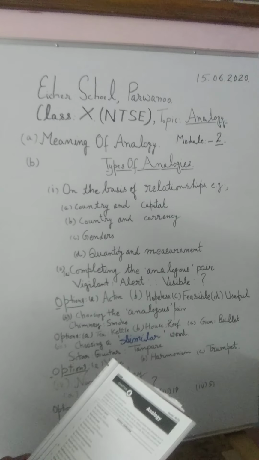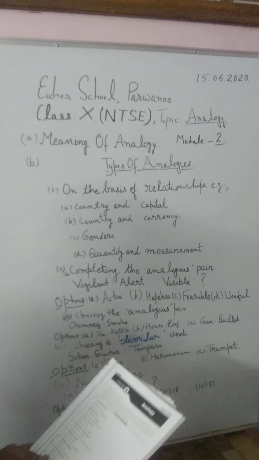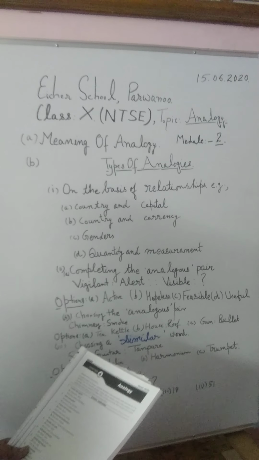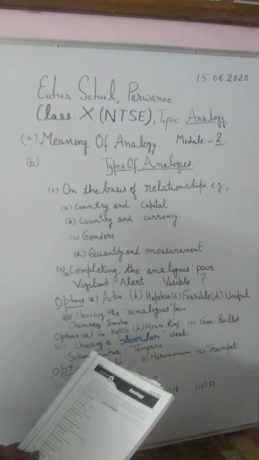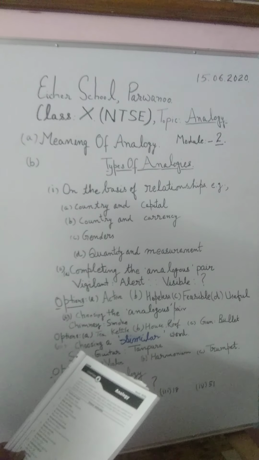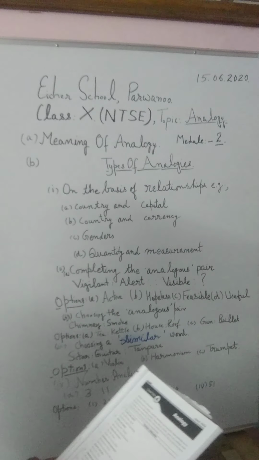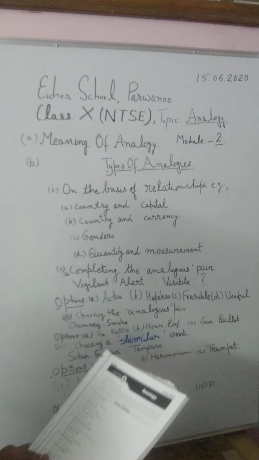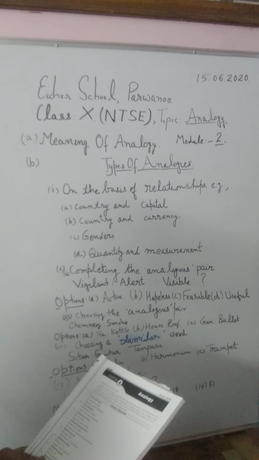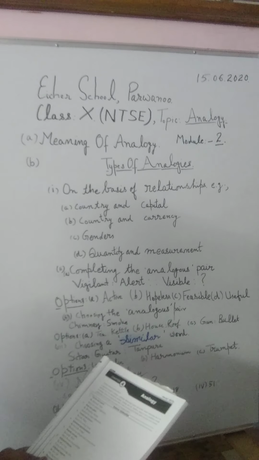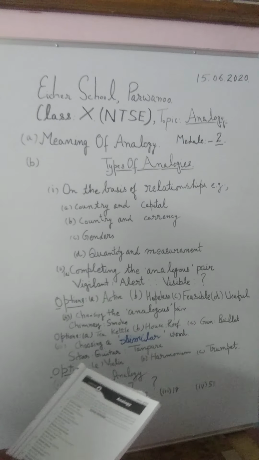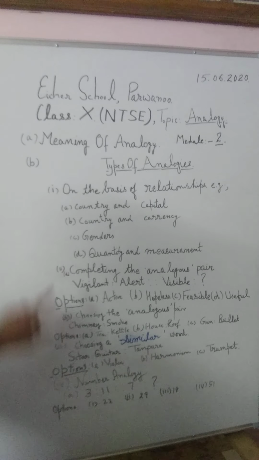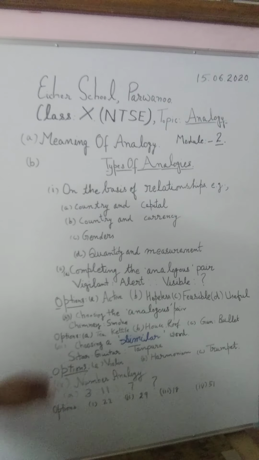Number three, genders, opposite, for example, father, mother, boy, girl. Then part number four, that is quantity and measurement, that is length and meter. Cloth is measured in meters, that is the length of cloth is measured in meter. Then we come to the second type, which is completing the analogies in pair.